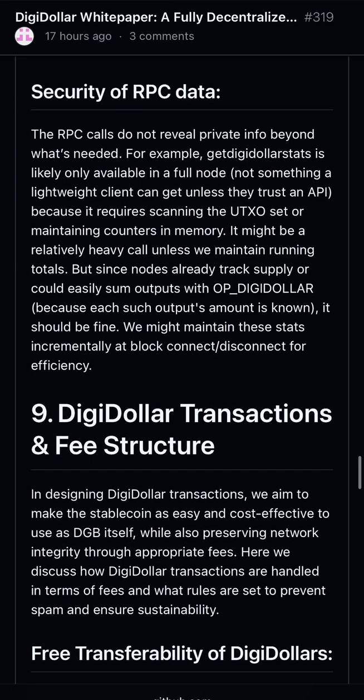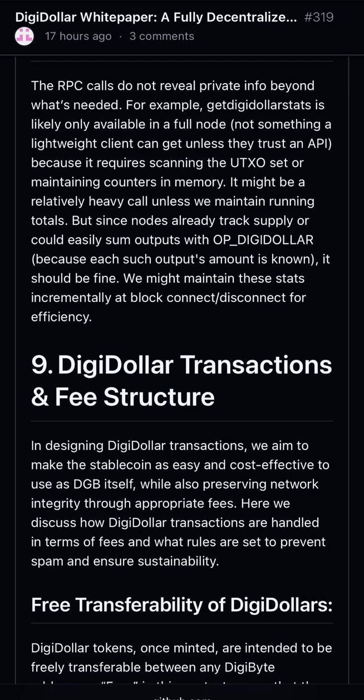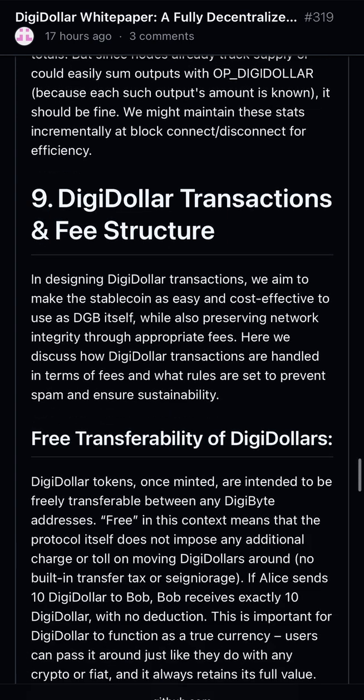Security of RPC data. The RPC calls do not reveal private info beyond what's needed. For example, DigiDollar stats is likely only available in a full node, not something a lightweight client can get unless they trust an API, because it requires scanning the UTXO set or maintaining counters in memory. It might be a relatively heavy call unless we maintain running totals. But since nodes already track supply, or could easily sum outputs with DigiDollar, because each such output's amount is known, it should be fine. We might maintain these stats incrementally at block connect and disconnect for efficiency.